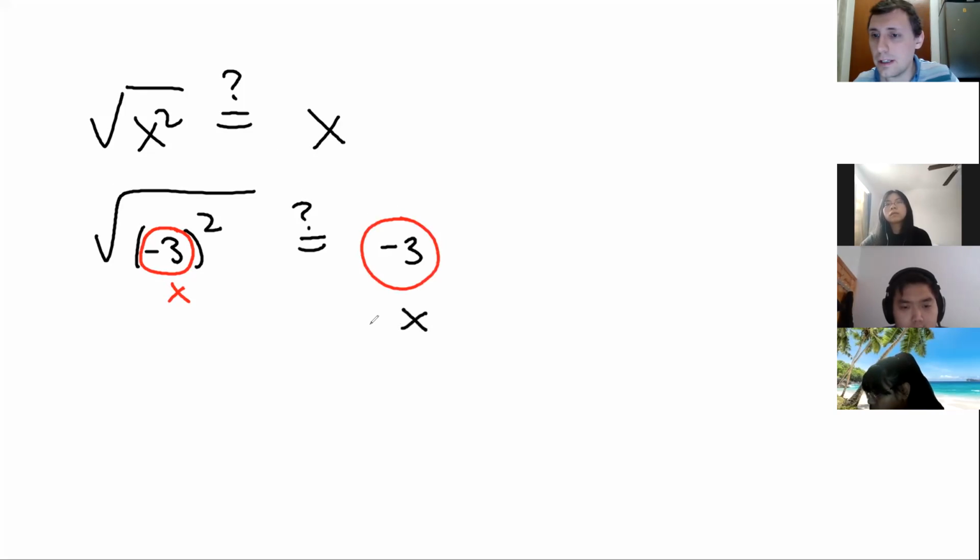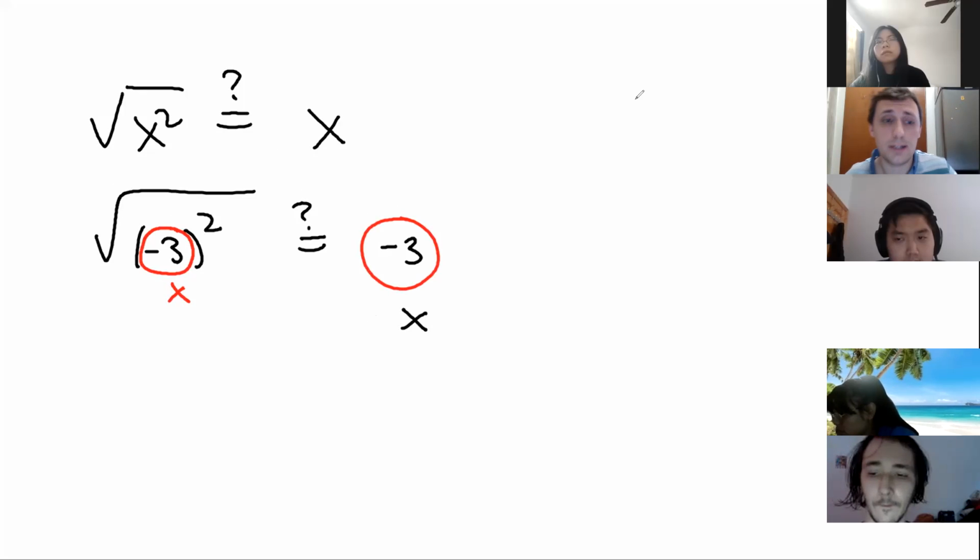And the answer, obviously not, right? The answer is not equal to -3. Do you understand? That's why the root of x squared is not x. That's going to be very important.